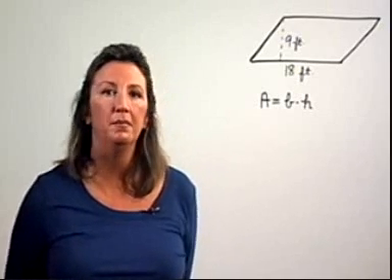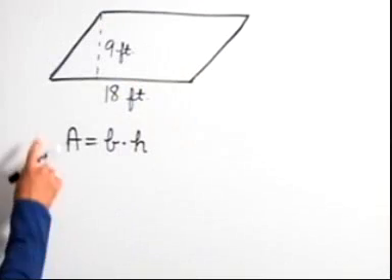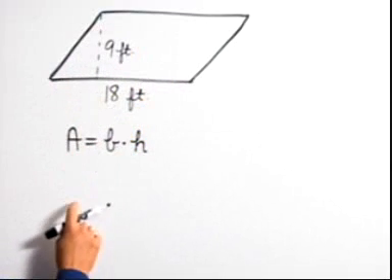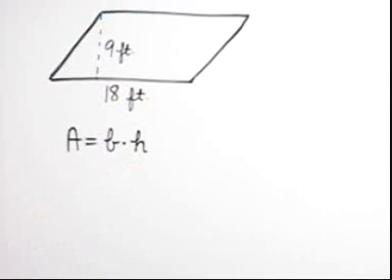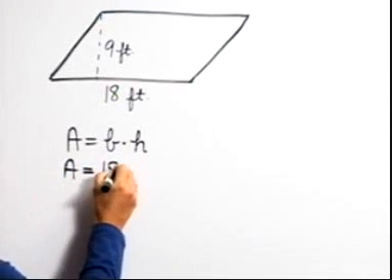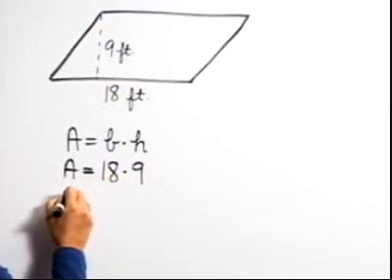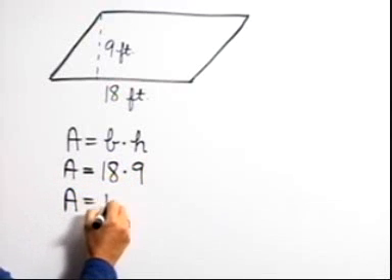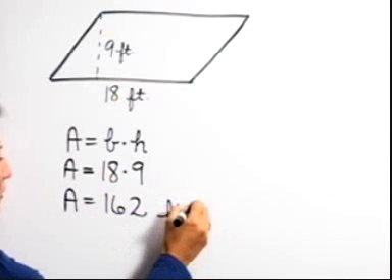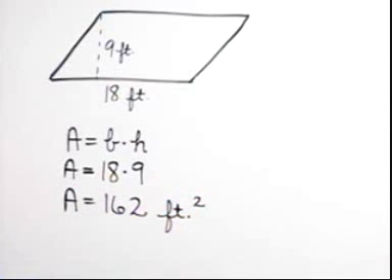Calculate the area of the shape. As you can see, we have a parallelogram with a base of 18 and a height of 9. The area of the parallelogram is base times height. So the area is 18 times 9. 18 times 9 is 162. And don't forget to include your units of feet squared. So the final answer is 162 feet squared.